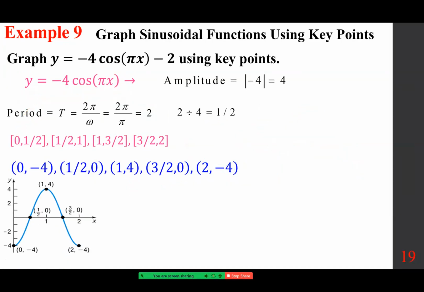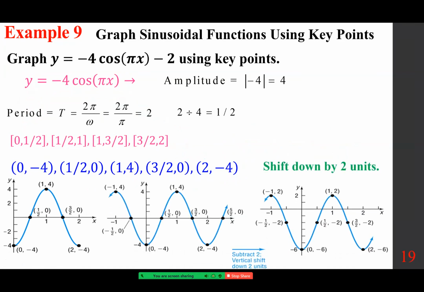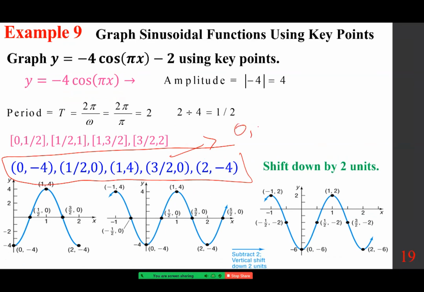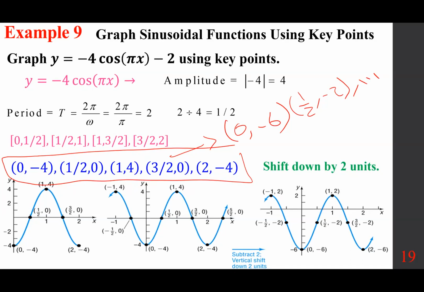So we get this one, and then shift down by 2 units. There you have it. Or just like I said, all you have to do, just write the new pairs. Write down 0, -6, 1/2, -2, and the rest of it. Very straightforward.